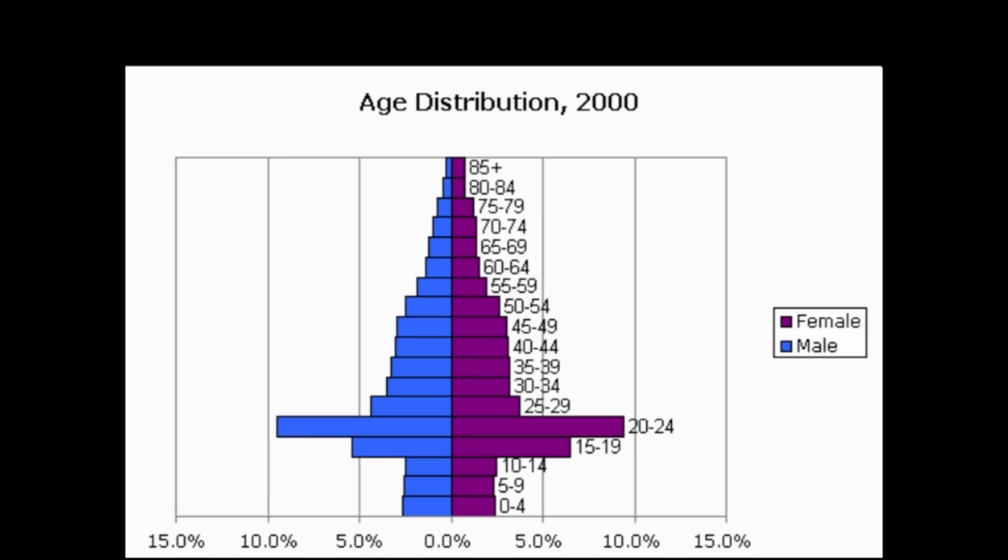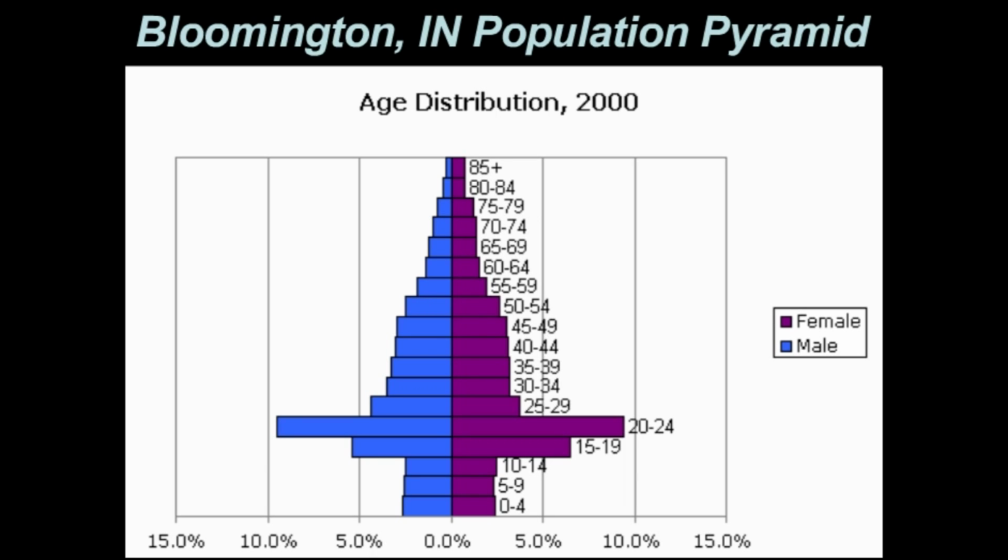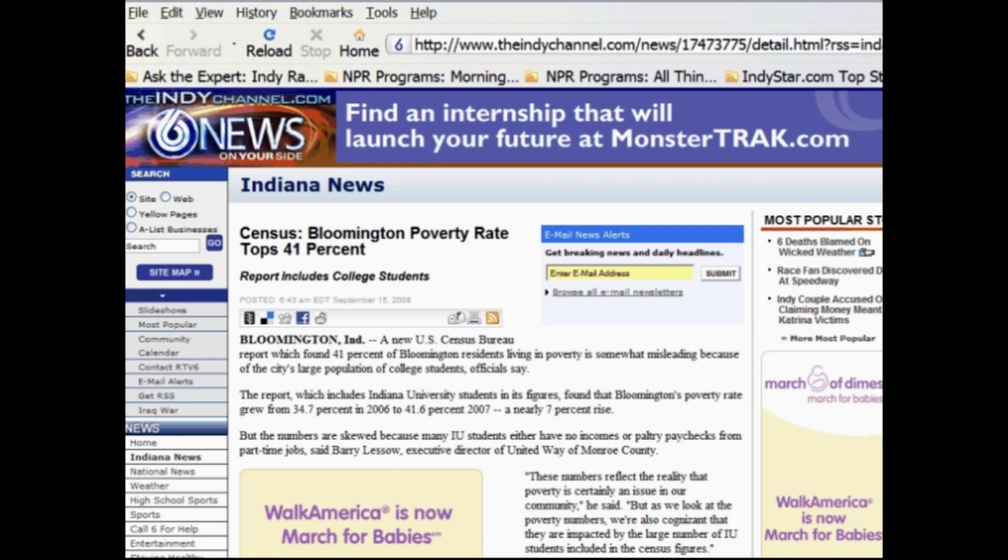Now let's try to name this town in Indiana. I'll give you 5 seconds. Time's up. Bloomington. This is a good indicator of a college town by the massive amounts of young people, especially both sexes, both males and females. So this is very useful for understanding this next news headline that we're going to see on the next slide. So, bad news, Bloomington.